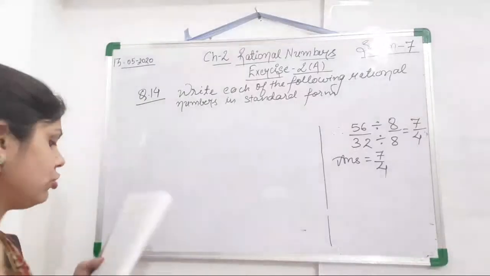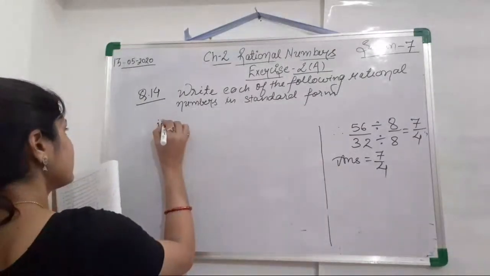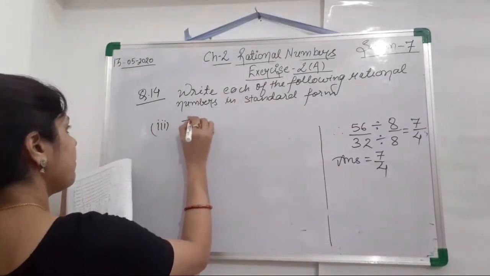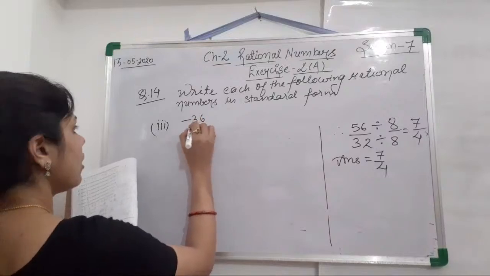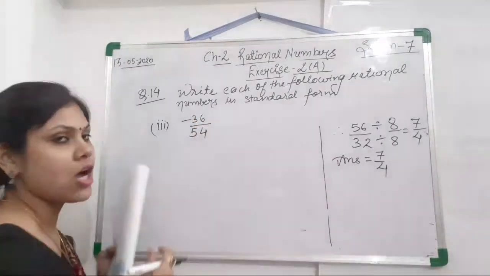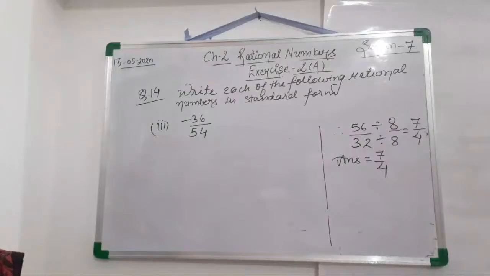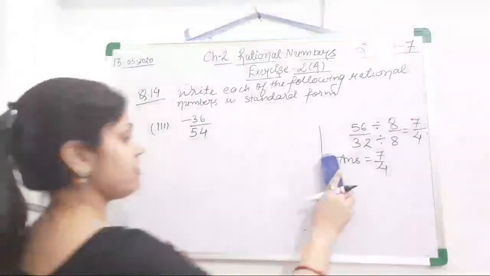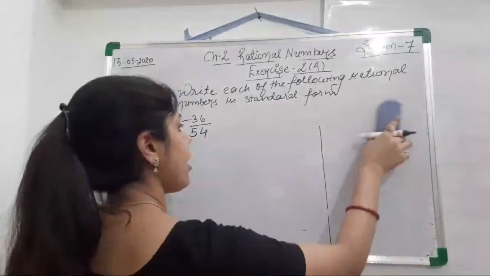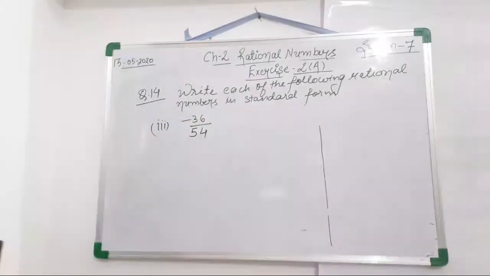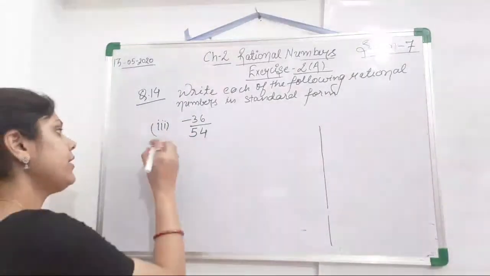I am doing the third question now. Minus 36 upon 54. Now you can see in the numerator a negative sign is there, meaning a negative integer is there, and in the denominator a positive integer is there. Now what will you do again?